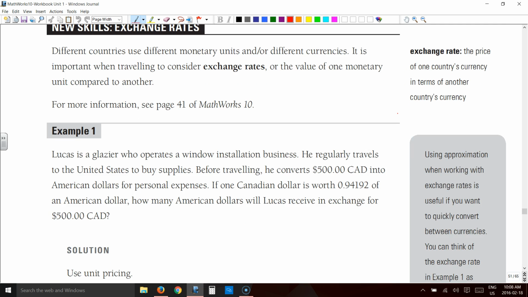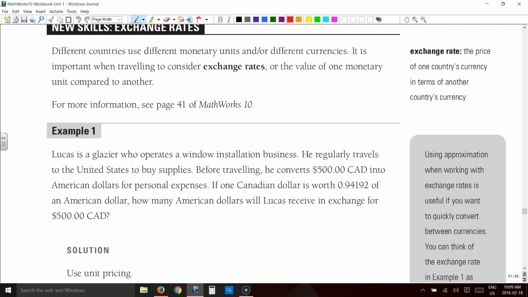Lucas is a glazier who operates a window installation business. He regularly travels to the United States to buy supplies. Before traveling, he converts $500 Canadian into American dollars for personal expenses. If one Canadian dollar is worth 0.94192 of an American dollar, how many American dollars will Lucas receive in exchange for $500?